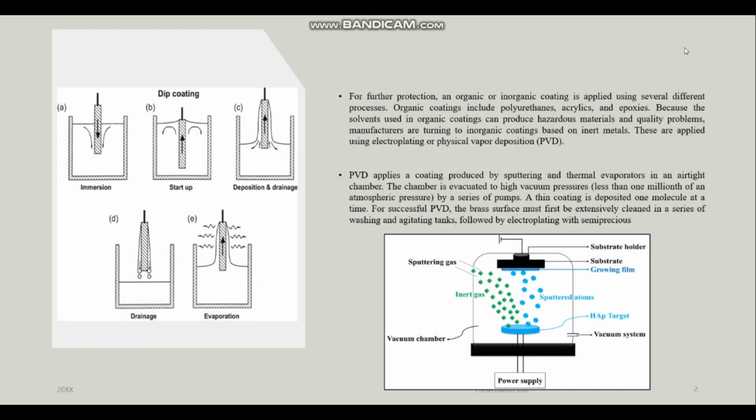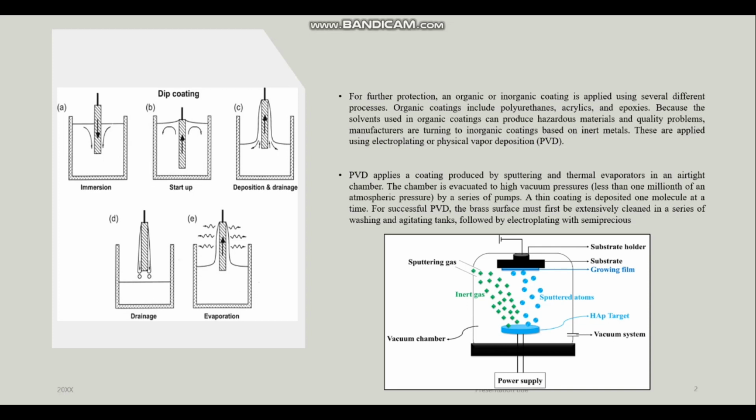For further protection, an organic or inorganic coating is applied using several different processes. Organic coatings include polyurethanes, acrylics, and epoxies. Because the solvent used in organic coatings can produce hazardous material and quality problems, manufacturers are turning to inorganic coatings based on inert metals. These are applied using electroplating or physical vapor deposition (PVD).